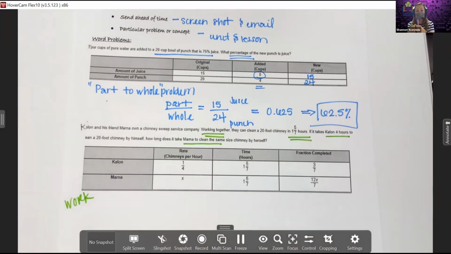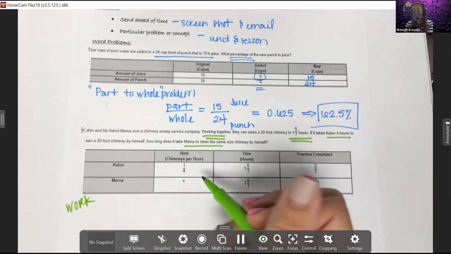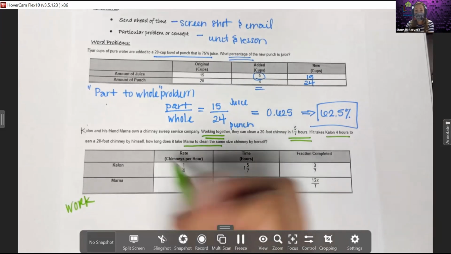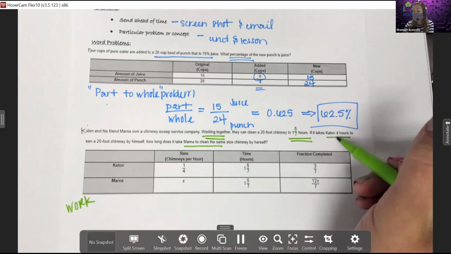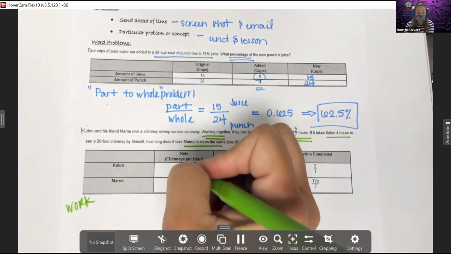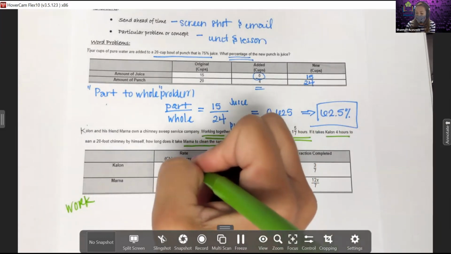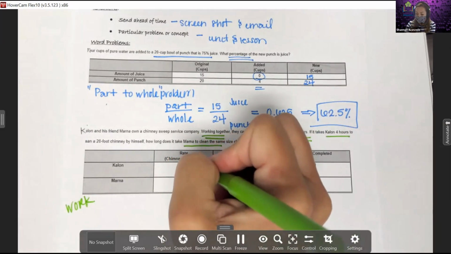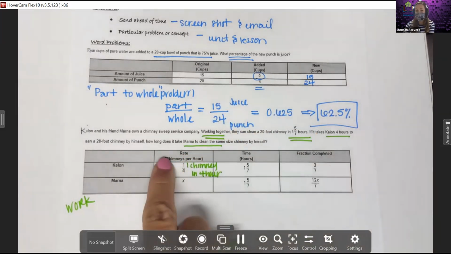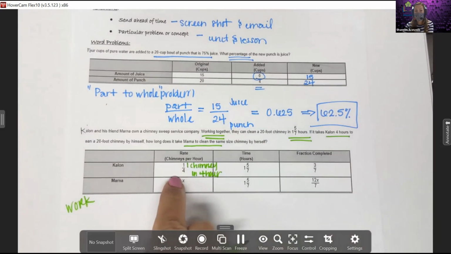So together, if they're both working, they're going to get it done quicker. If just Kalen's doing it, it's going to be 4 hours. They want to know, well, how long if just Marna does it, is it going to take her? So this is the interesting piece right here. That's 1/4. It says the rate. This 1/4, that's what we're talking about, Kalen. It's saying it takes him 4 hours to clean one chimney. So this is chimneys per hour. He can clean one chimney in 4 hours. That's what this is saying.